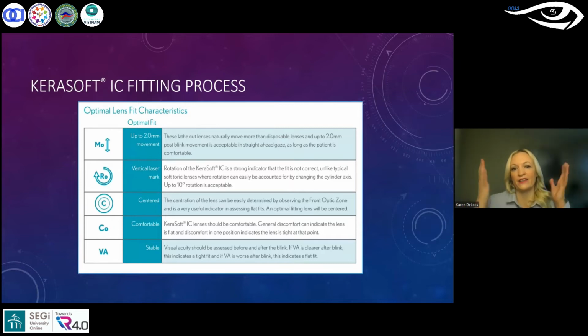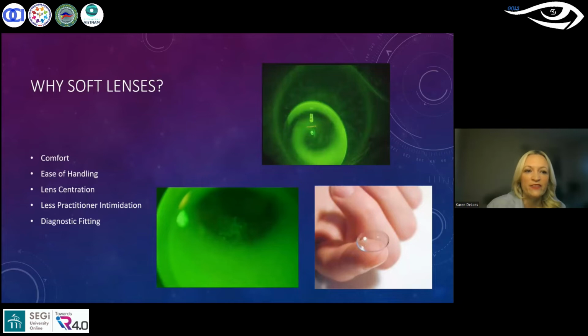I get so lost in looking at the fitting guide for the soft lenses, the specialty soft lenses, and really it's back to basics. You're just looking at how the lens fits on the eye as it relates to a soft toric contact lens. So keep that in mind with these. Don't make it difficult. Why soft lenses?